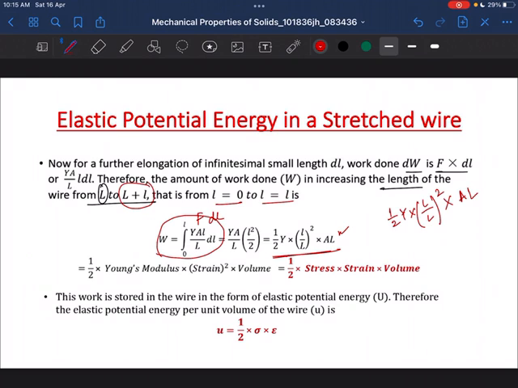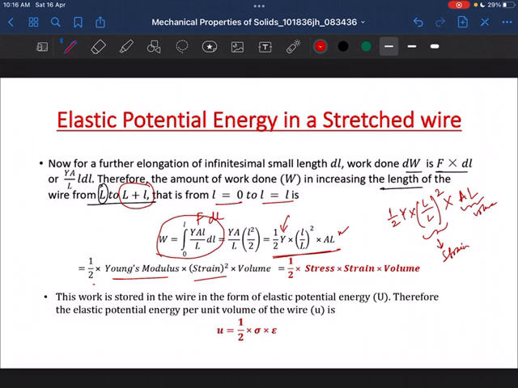The reason for multiplying this is because small l is the deformation and capital L is the original length. So change in dimension divided by original dimension gives you the value of the strain. Small l by L is the strain, right? And this A L is the volume. So I can write this expression as half into Young's modulus, that is Y, into strain square into volume. Okay, that's what we have: half into Young's modulus into strain square into volume. Now you will be asking, sir, where did we get this from?